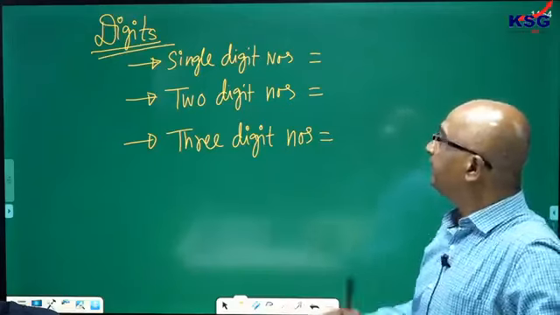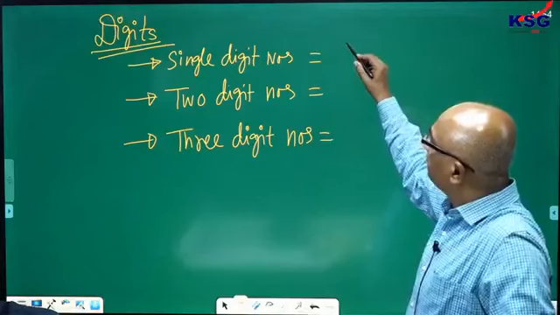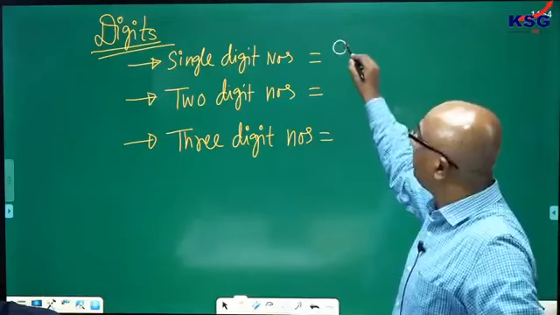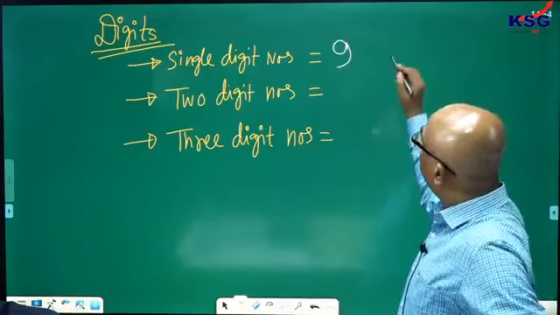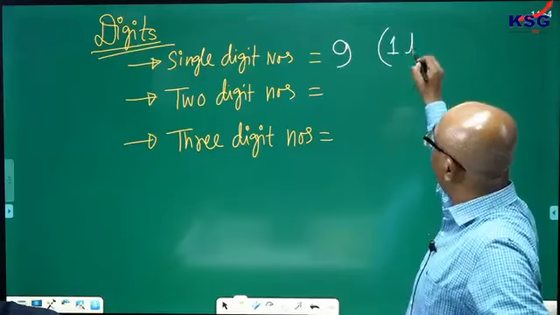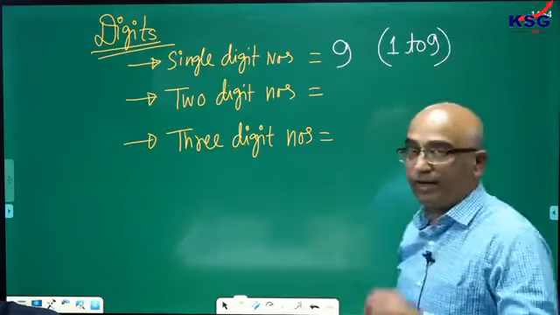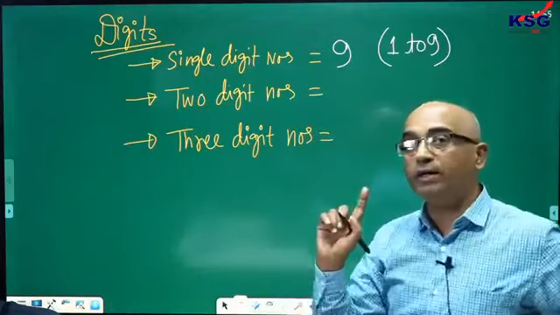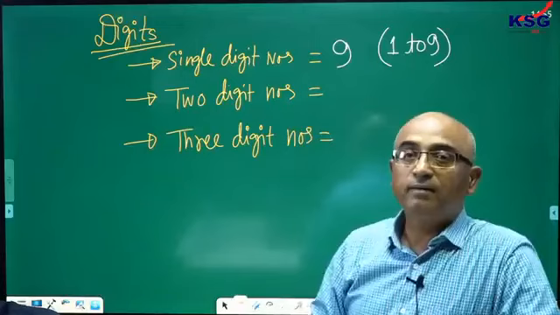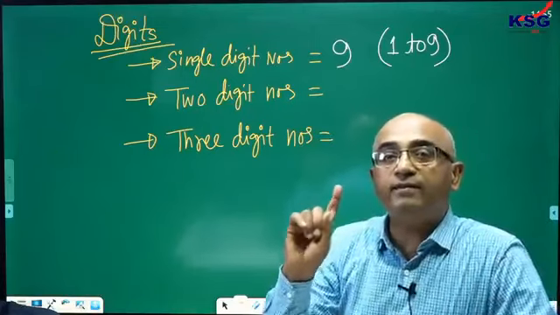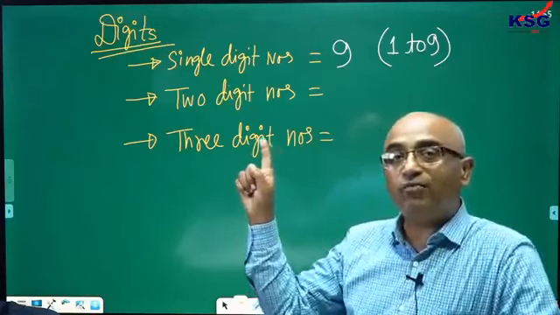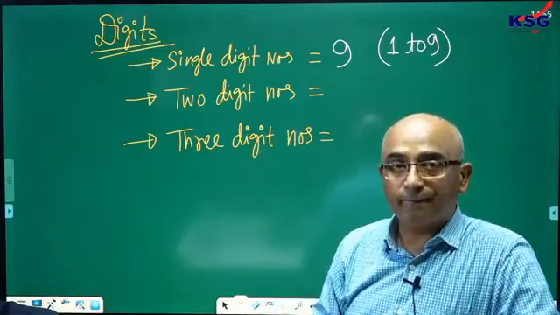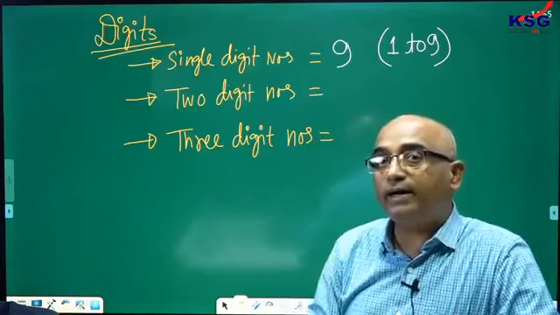So, single digit numbers. Students, write how many single digit numbers there are. Only 9 single digit numbers are there, and single digit numbers start from 1 to 9. Wait, student. In maths there are a total of 10 digits, 0 to 9. But 0 is not counted as a single digit number. Single digit numbers start from 1 to 9, so only 9 single digit numbers are there. 0 is not counted as a single digit number.